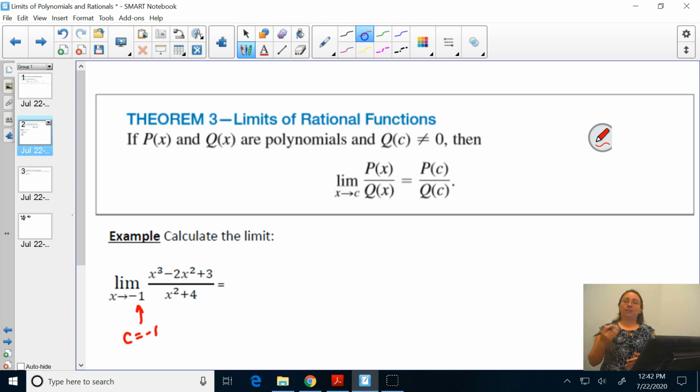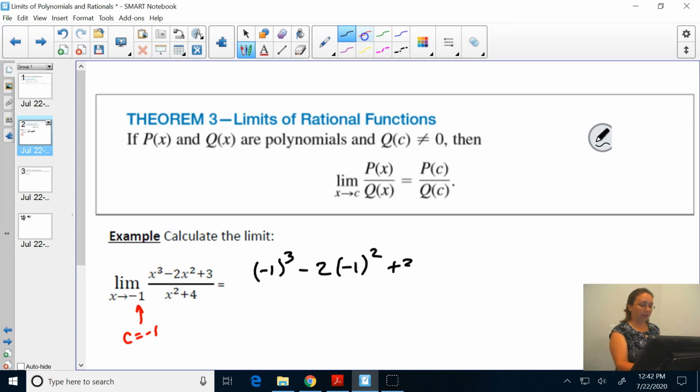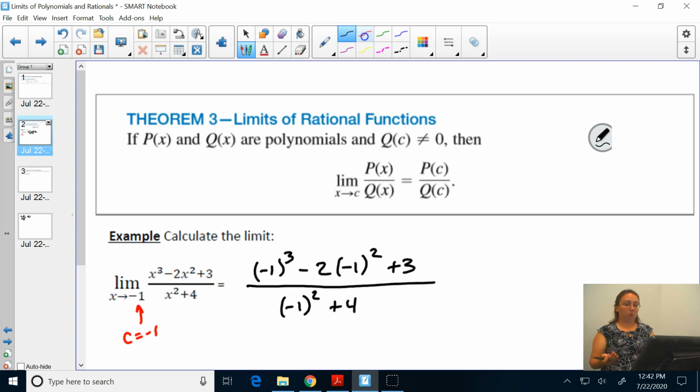We plug that into the numerator, we plug that into the denominator, and let's see what happens. So up top, if we plug in -1, so -1 to the third minus 2 times -1 squared plus 3, divided by -1 squared plus 4. So we simplify, and let's see what we get.